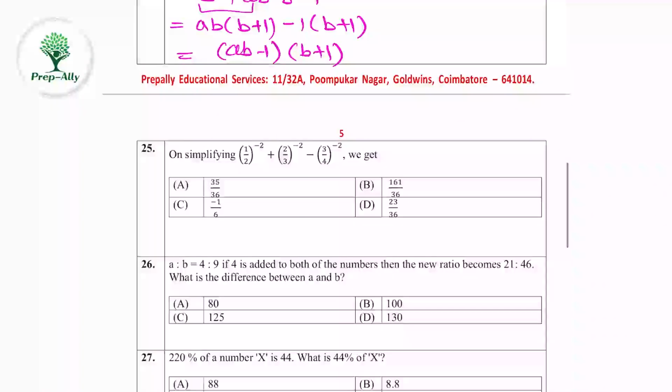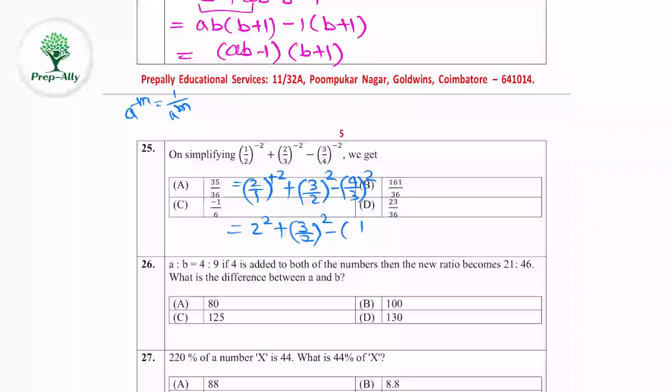Now question number 25. Here we have to simplify this, then check what we get. So 1 by 2 raised to power minus 2. Whenever we have a raised to power minus m, we can write 1 by a raised to power m. Basically we have to take the reciprocal, then raise the power. So we can write here 2 raised to power 1 raised to power minus 2, 3 by 2 raised to power 2 minus 4 by 3 raised to power 2. Sorry, this will become plus 2. So 2 square plus 3 by 2 square minus 4 by 3 whole square. So 2 square we can write as 4, 3 by 2 square we can write 9 by 4, minus 4 by 3 square, which is 16 by 9.